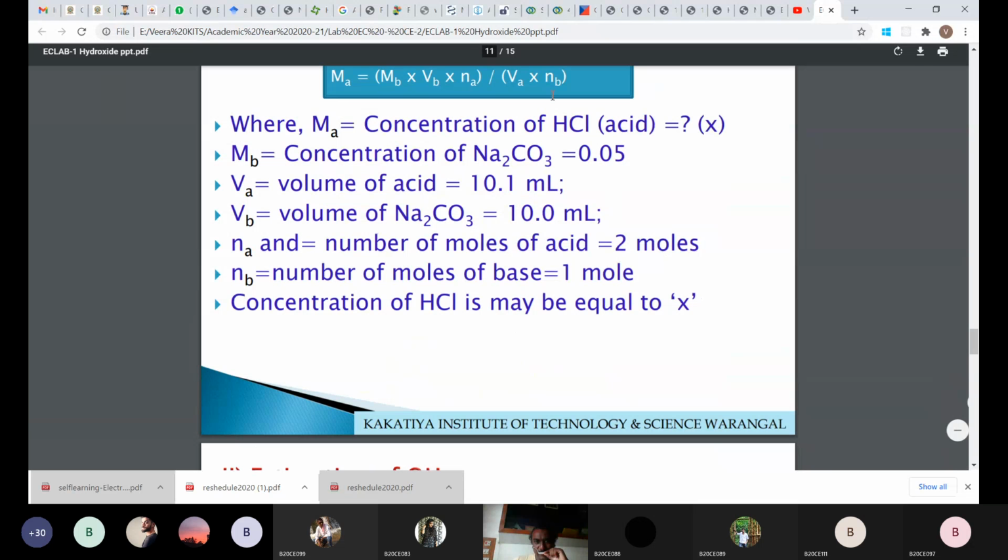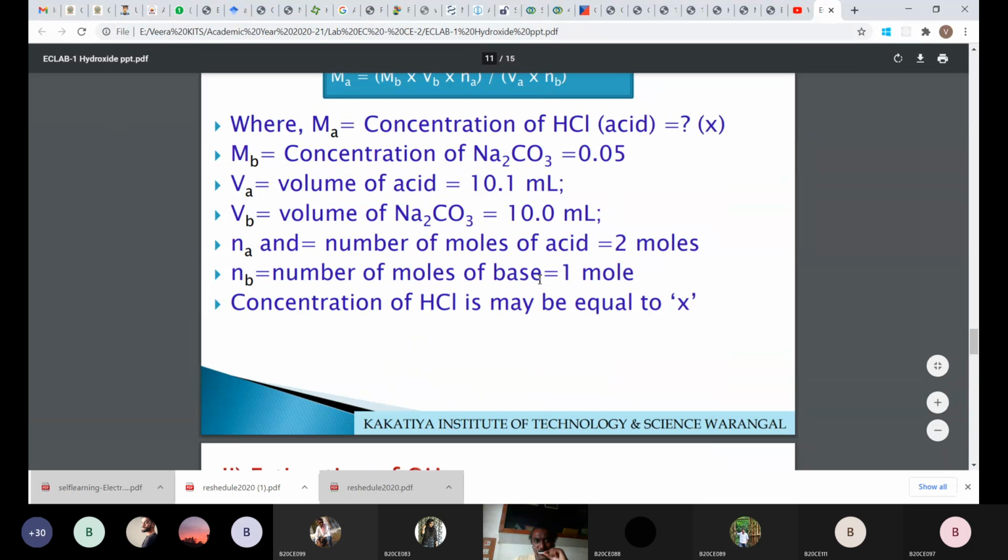So based on this, you substitute these values in this equation, and you will get the concentration of HCl. For example, 0.098 moles or 0.08 moles or 0.1 moles. So it depends.